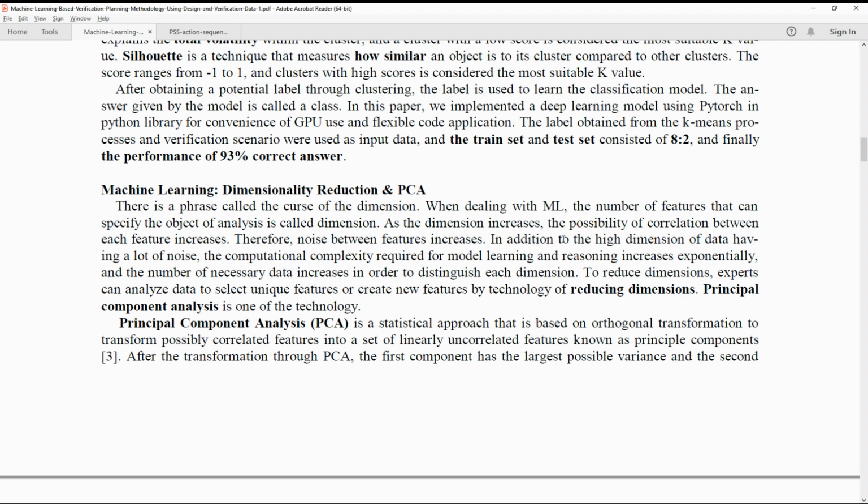In addition to high-dimensional data having a lot of noise, the computational complexity required for model learning and analyzing increases exponentially, and the number of necessary data increases in order to distinguish each dimension. To reduce dimensions, experts can analyze data to select unique features or create new features by a technique for reducing dimension. Principal component analysis is one of the techniques.